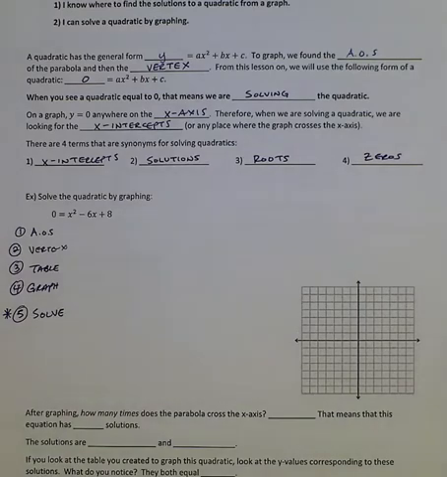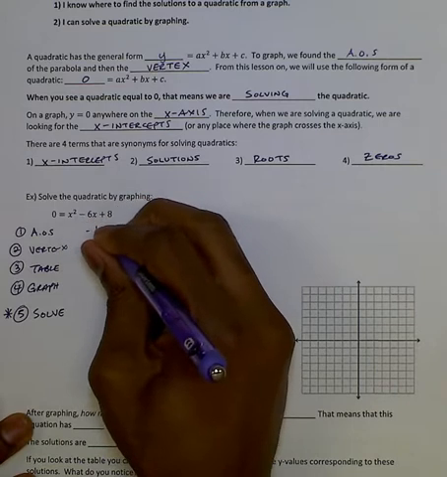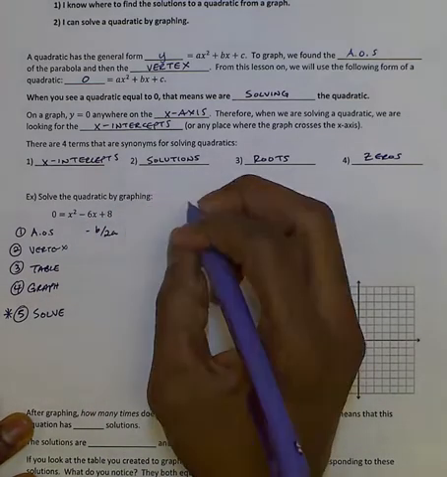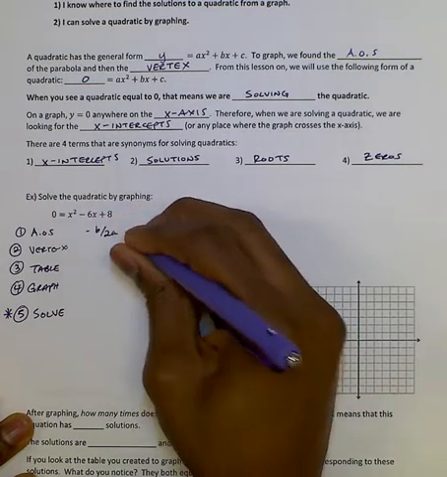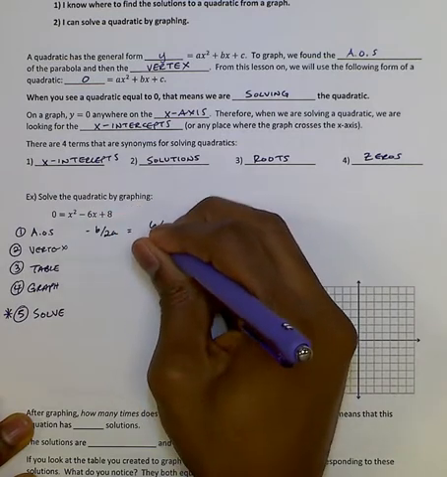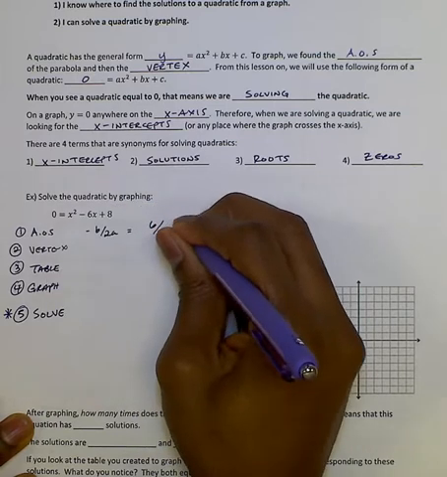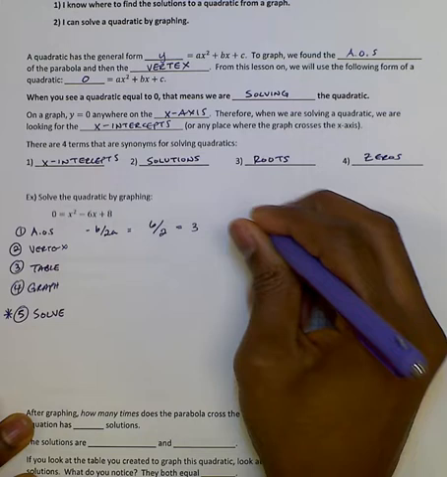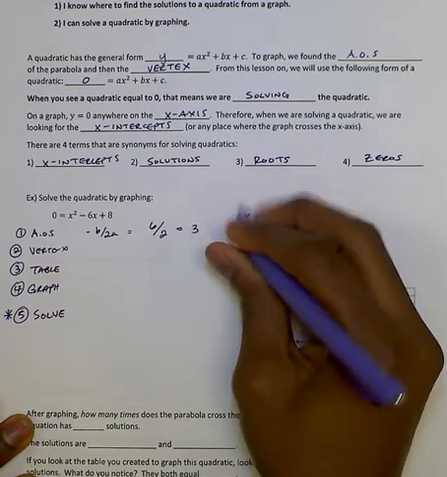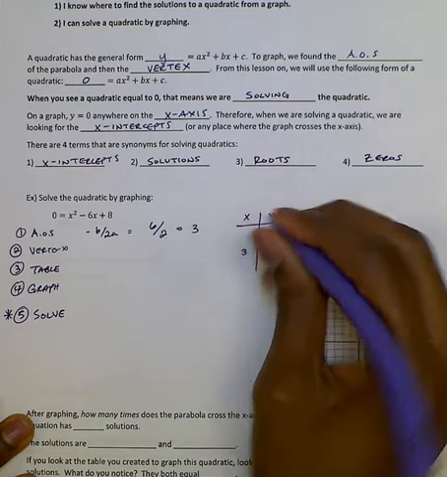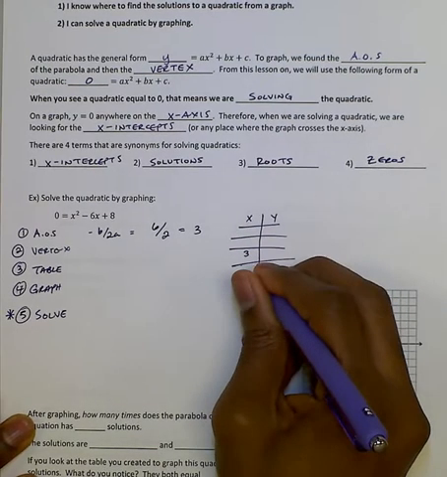So we go through, find the axis of symmetry. Remember that's opposite b over 2a. For this, b is negative 6, so opposite b is positive 6, over 2 times a is 1, so 6 over 2, which gives us 3. So our axis of symmetry is at x equals 3. Remember, that means that will be in the middle of our table and our graph.